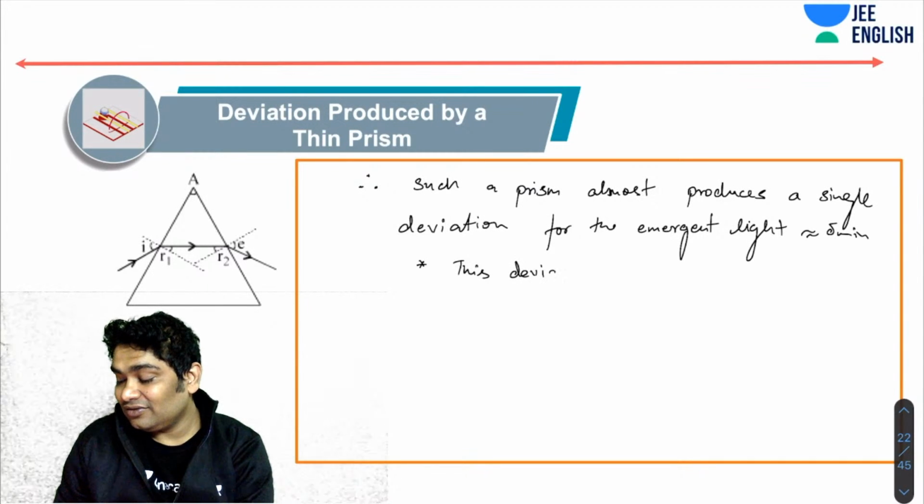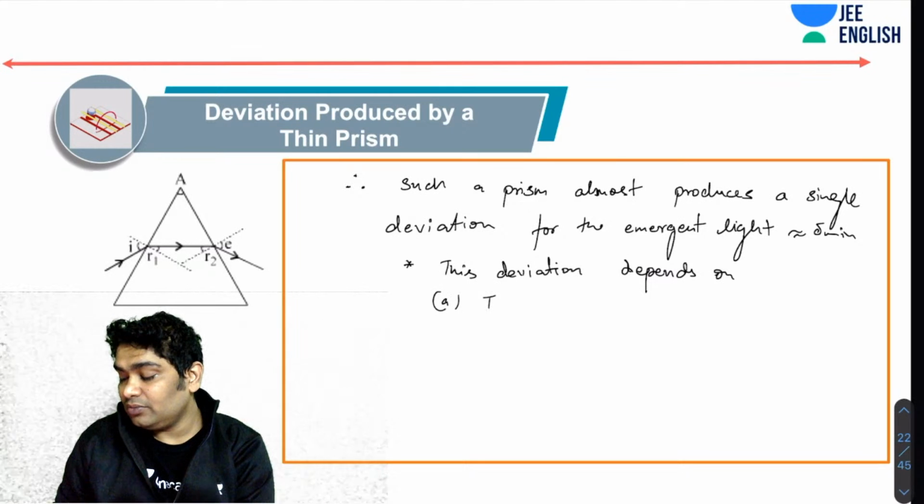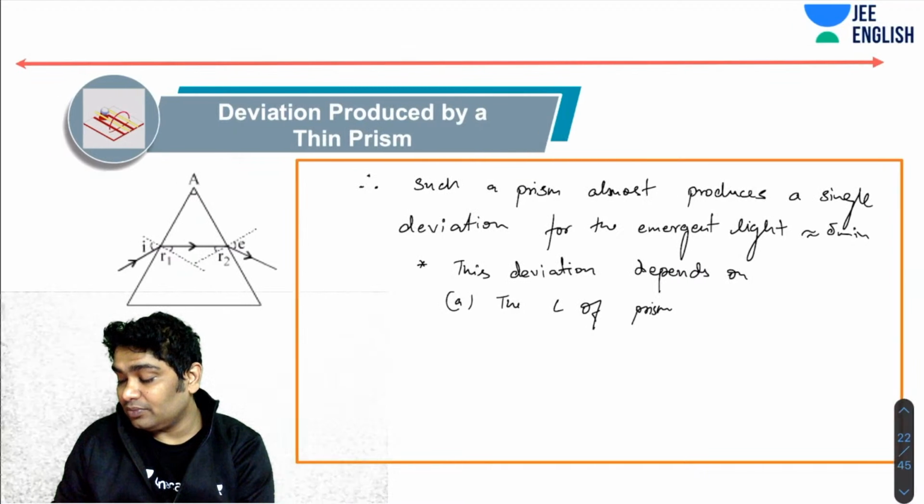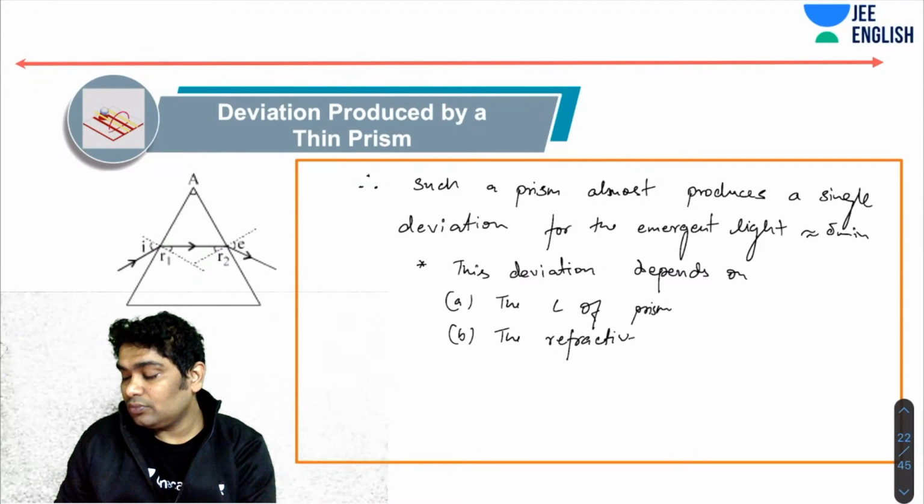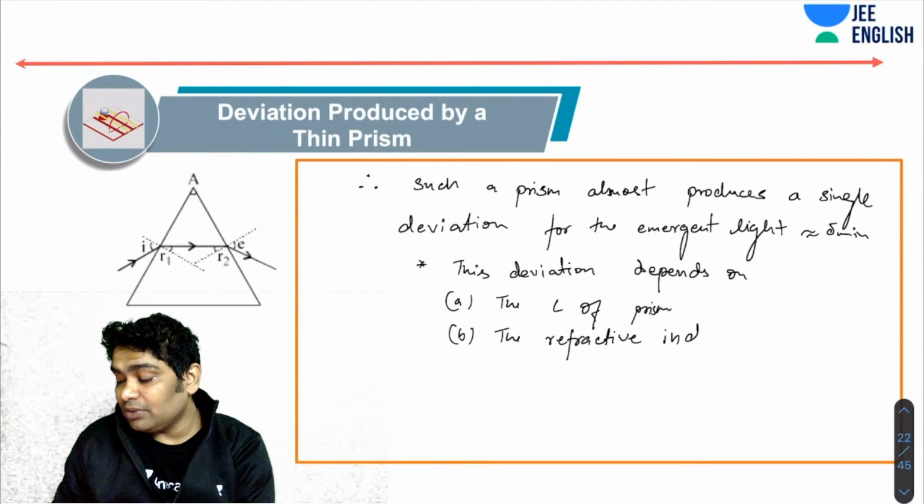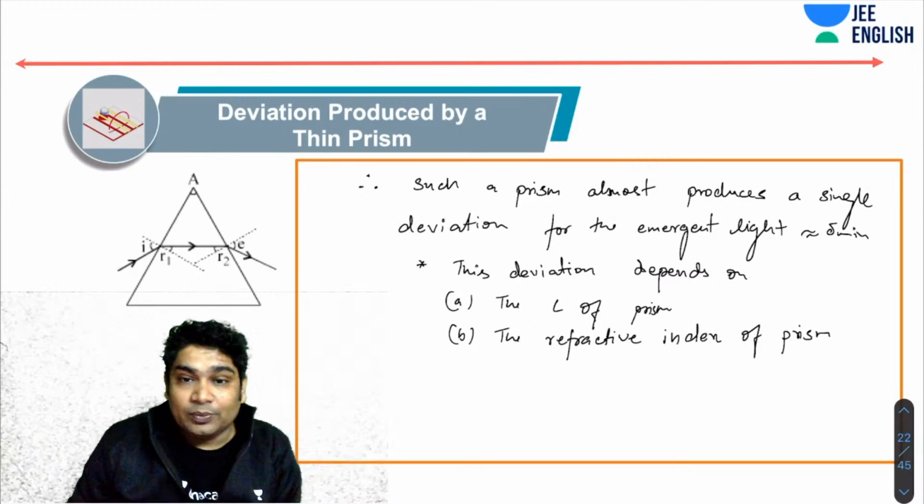So this deviation depends on the angle of prism, the angle of prism, and second, the refractive index of the prism. Again, please remember here the approximation was that all the angles will have to tend to 0.